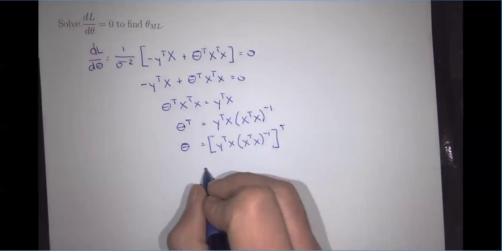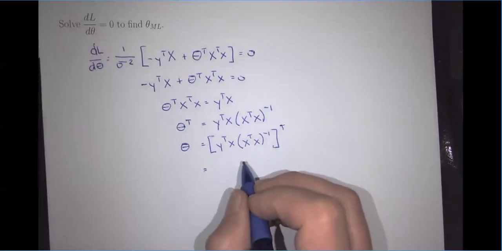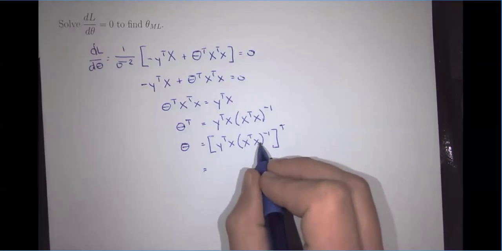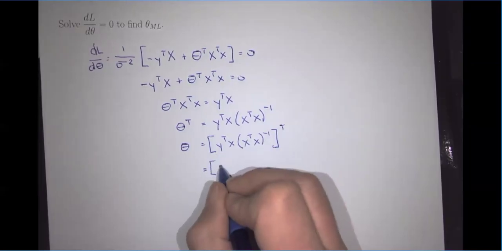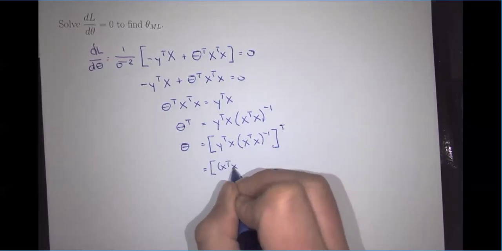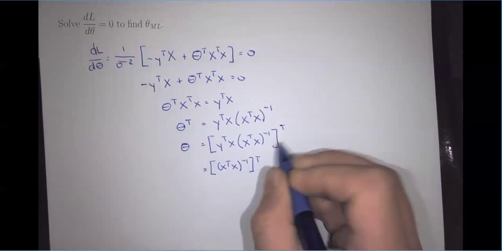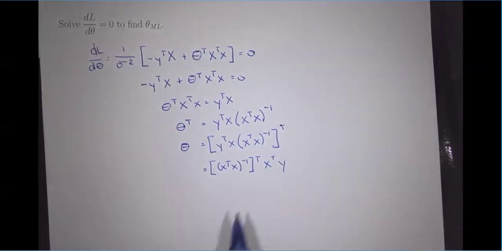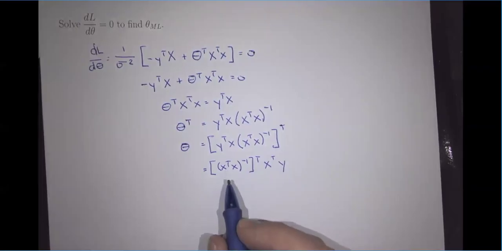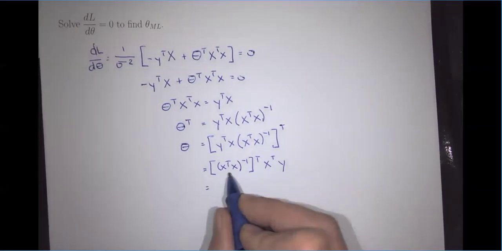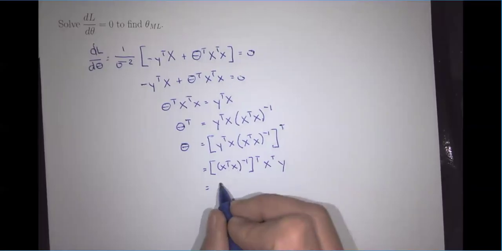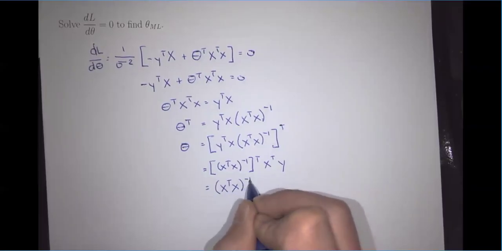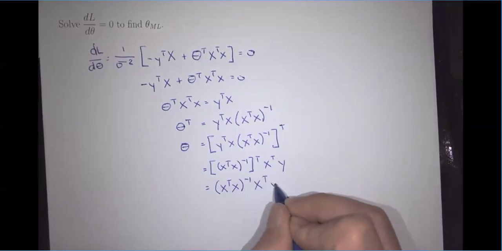And so cleaning this up, we get (xᵀx)⁻¹ transpose times xᵀ times y. Transpose cancels out. And then this becomes, since xᵀx is symmetric, it's simply (xᵀx)⁻¹ times xᵀ times y.